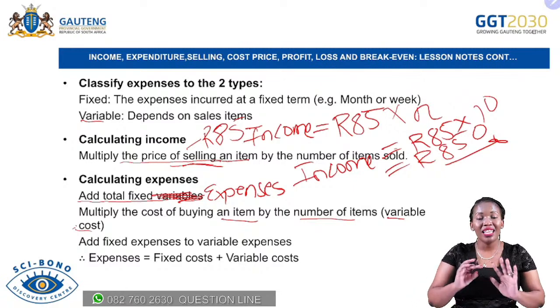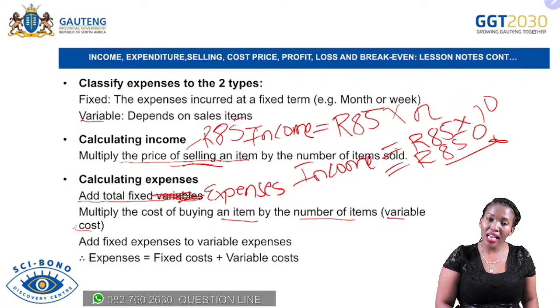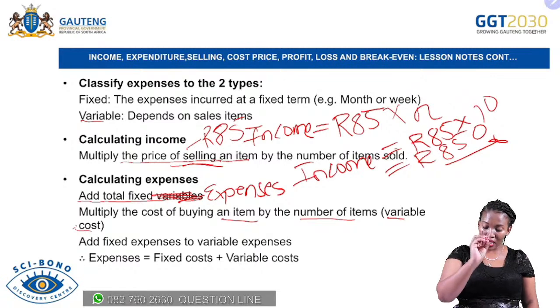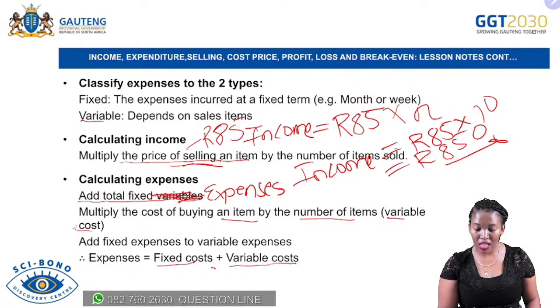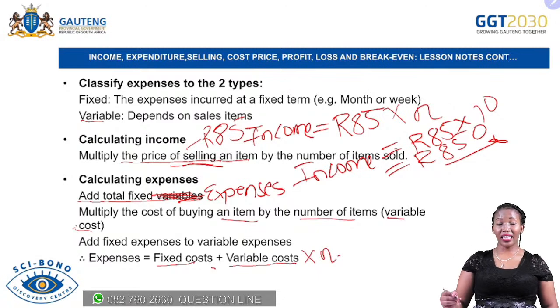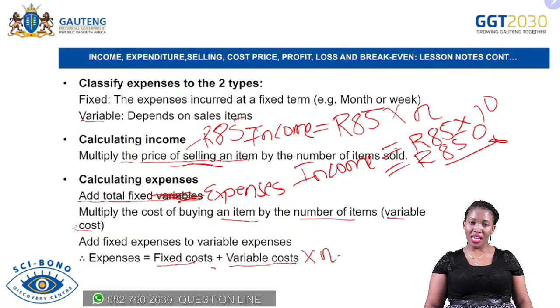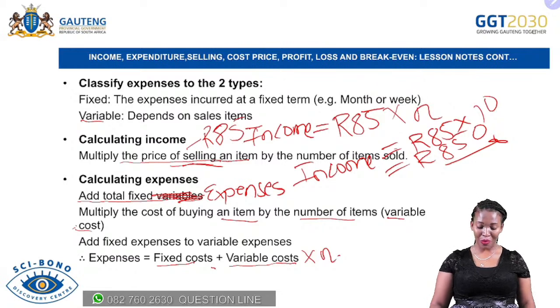They do not change. So when you have a fixed expense, it will always be the fixed expense plus the variable expense, or variable cost, multiplied by the number of items that the money was spent on. Are we okay, girls and boys? I hope we are all fine. I hope we are all okay.